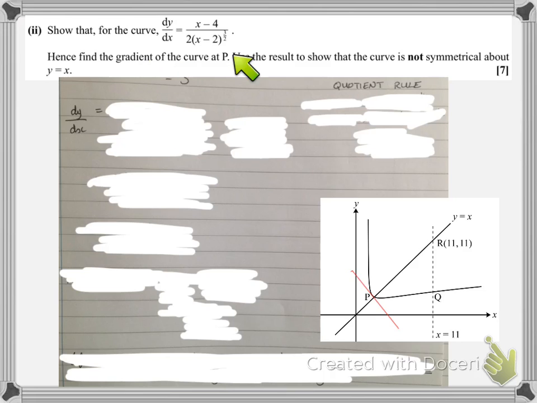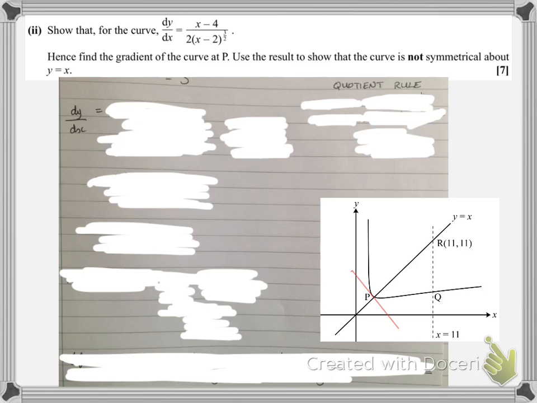We'll be finding the gradient of the curve at P and using that to show the curve is not symmetrical about y equals x. It might be worth thinking about what this means. If the curve was symmetrical about y equals x, we ought to know what the gradient at P would be. We'll be coming back to that in a moment.